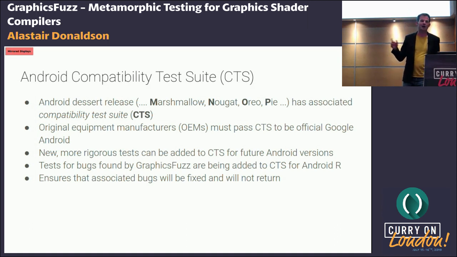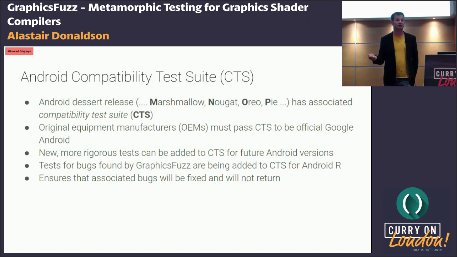And an OEM, an original equipment manufacturer, like Samsung or LG or Google themselves with the Pixel line of phones, what they've got to do is, if they want to be certified as Android Q, for example, they've got to pass the Compatibility Test Suite for Q. And new, more rigorous tests can be added to the Compatibility Test Suite for the next dessert release. They can't be added to previous dessert releases, but they can be added to future dessert releases.